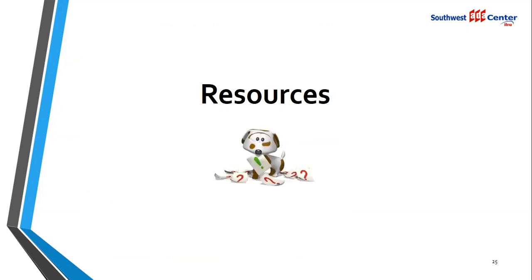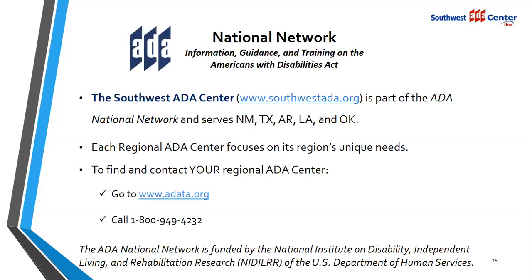All right, let's look at resources. Next. The national network, we already talked about, the Southwest ADA Center. As you all know, we're one of 10 regional centers throughout the United States. We serve New Mexico, Texas, Arkansas, Louisiana, and Oklahoma. If you don't live in one of those states, you do have an ADA center. Just go to adata.org to find your center, or call the 800 number of 800-949-4232. Next.